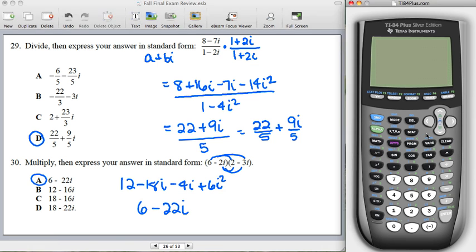Let's use the calculator. So I have 6 minus 2i times 2 minus 3i. Whoops. Second decimal for my i. Gives me 6 minus 22i. So my correct solution for 30 is going to be A.